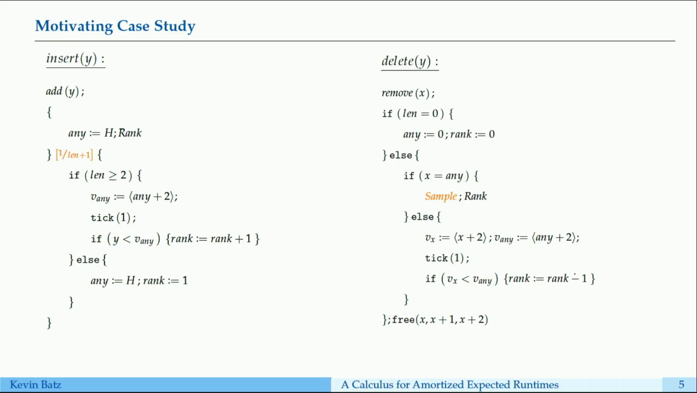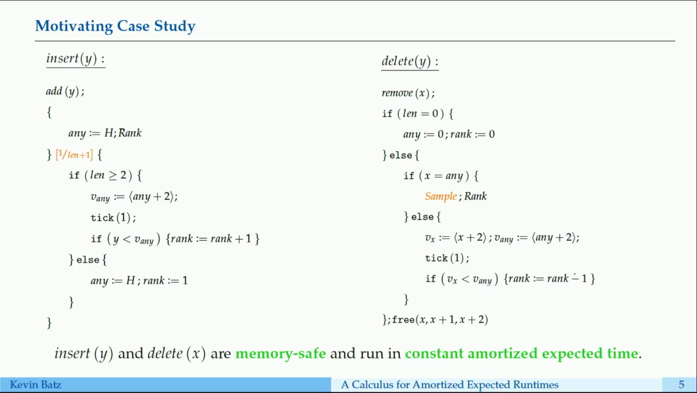And I will not go very much into the details, but I want to emphasize we have probabilistic constructs. Here, for instance, a probabilistic choice. Or here we sample uniformly from the doubly linked list in the heap. And we have pointer operations. So here, for instance, we access the value of a memory cell in the heap. And using our calculus, we are able to prove purely by reasoning on the source code that these operations are indeed memory safe and run in constant amortized expected runtime.